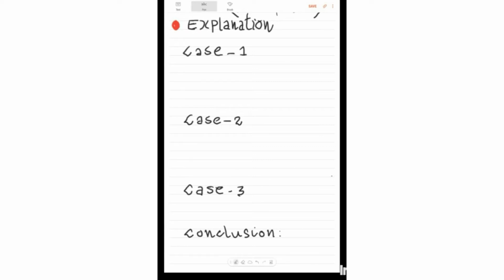Now for explanation, consider a system of two particles A and B connected by a light rigid rod as shown in the figure. For the location of the exact center of mass of the system, we will discuss it with the help of the following cases. Case number 1.